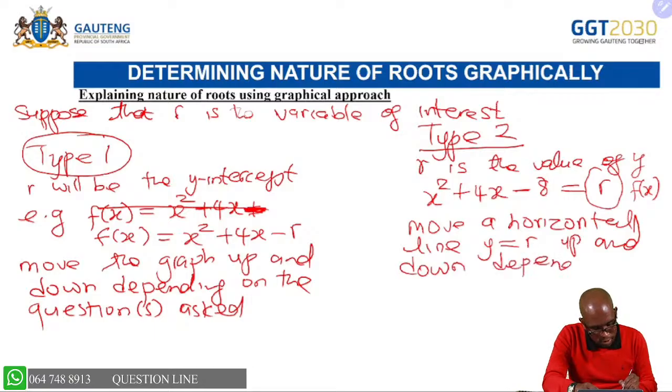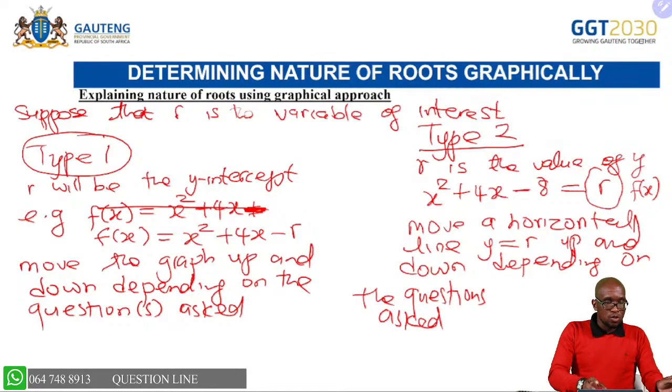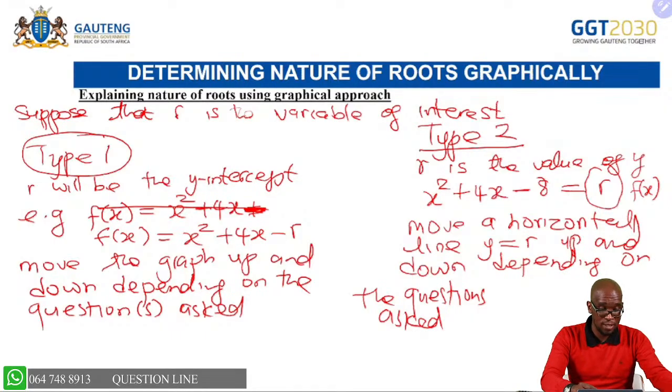depending on the questions asked. So that is type 1 and type 2. How are you going to pick it up? You're going to check whether the variable would either be the y-intercept, or the variable would be where y, or the function value, was at. So you're going to then be moving depending on what you are given. It's either you move the graph up and down, or you move the horizontal line up and down.